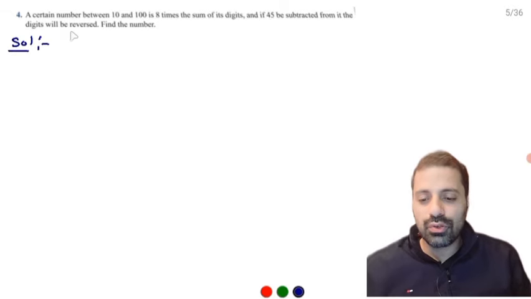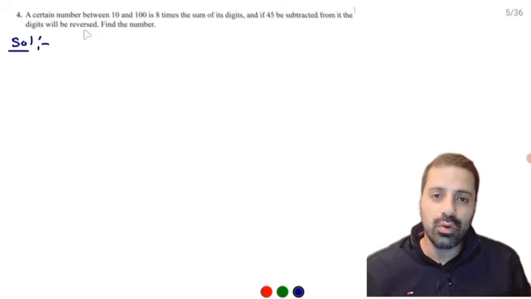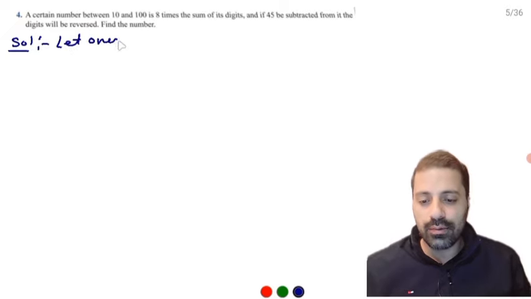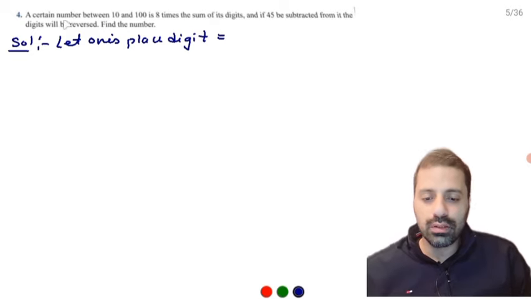Now comes question number 4. A certain number between 10 to 100. When we are talking about a number between 10 to 100, it is definitely and certainly a 2-digit number. So first we have to assume the ones place digit of this number. Now read the question: it is 8 times the sum of its digits.